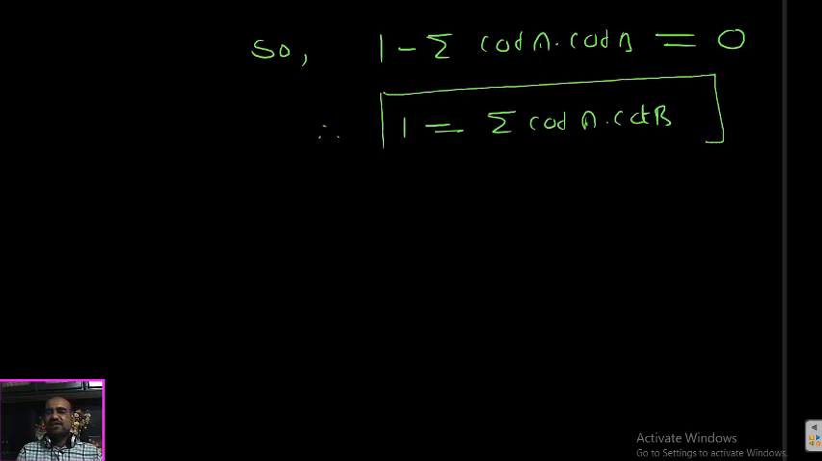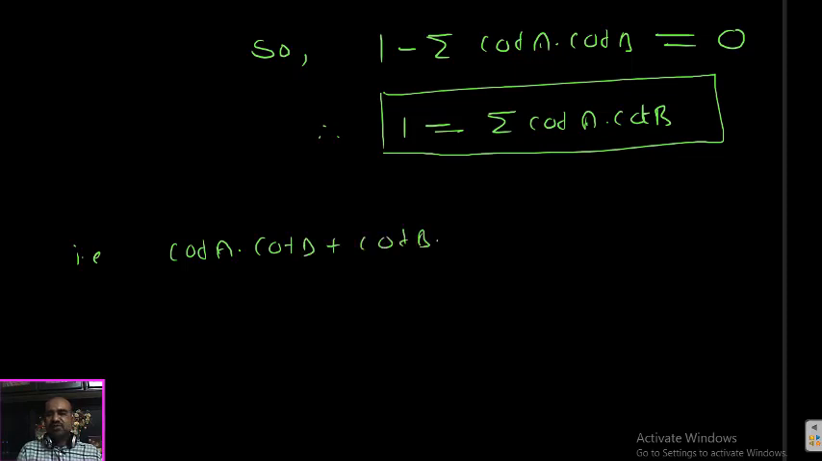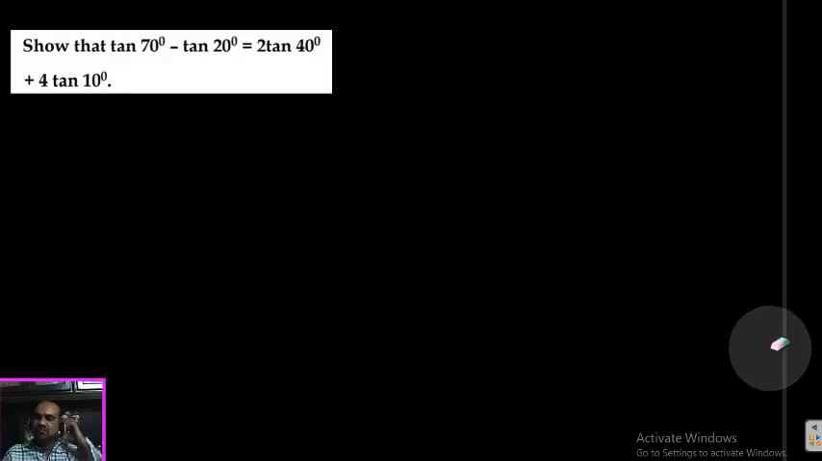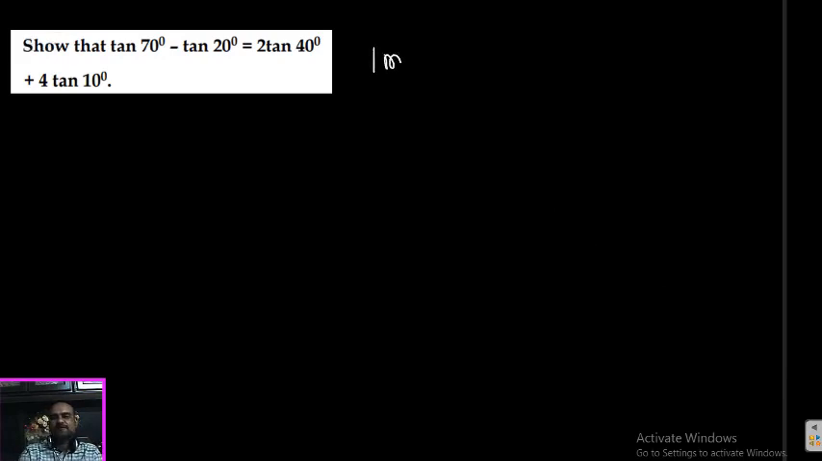In any triangle, sigma cot A into cot B equals 1, or in other words, cot A into cot B plus cot B into cot C plus cot C into cot A equals 1. So this happens in any triangle ABC. Interesting problem, students, important model.